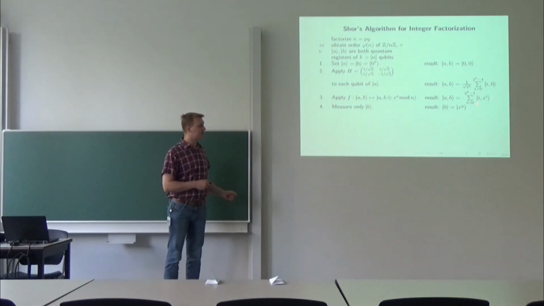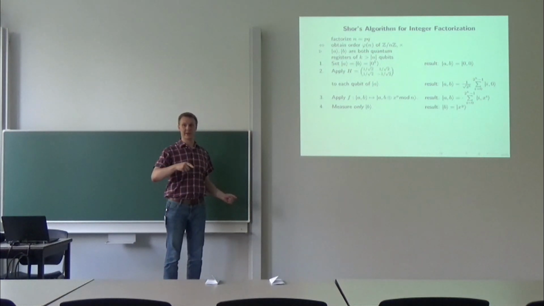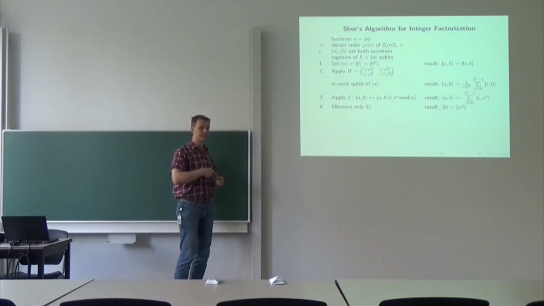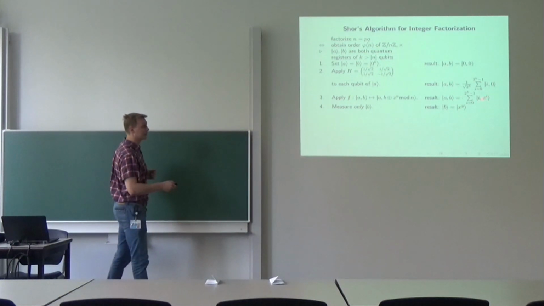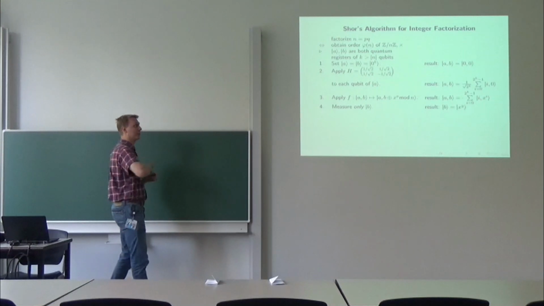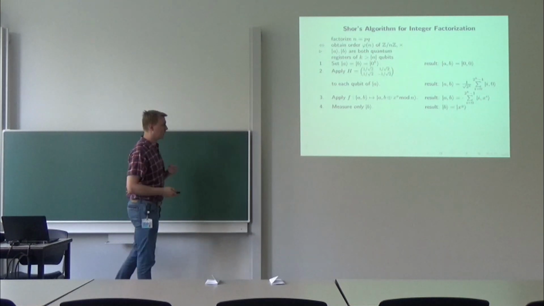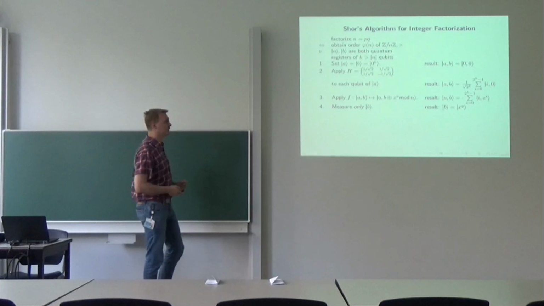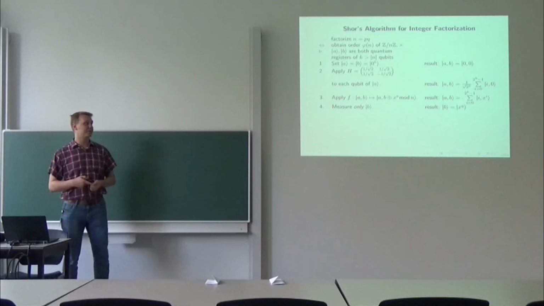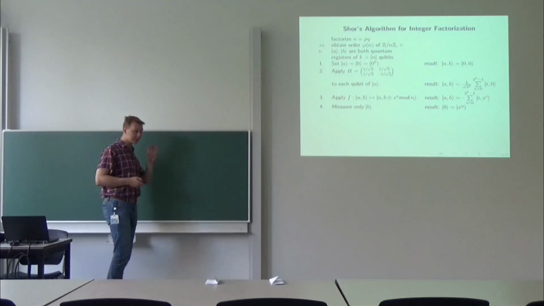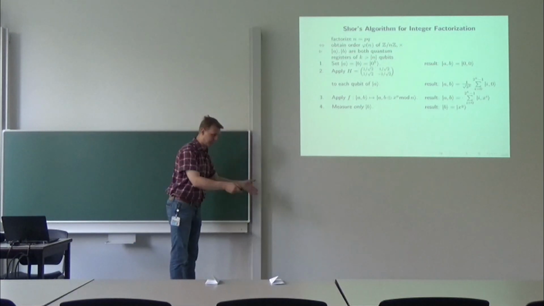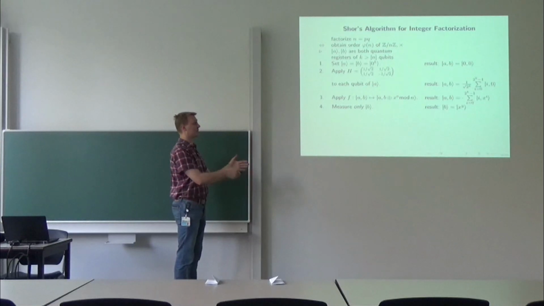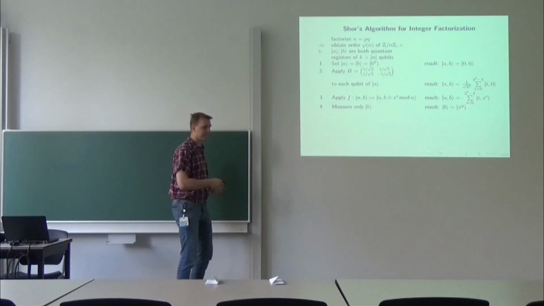Because once x to the i is larger than n, it will get reduced. Or rather, once i is larger than the order, it will get reduced. So there will be some partial collapse when we measure only B. Well, some meaningful partial collapse. So suppose we measure B and we see x to the power y for some y.